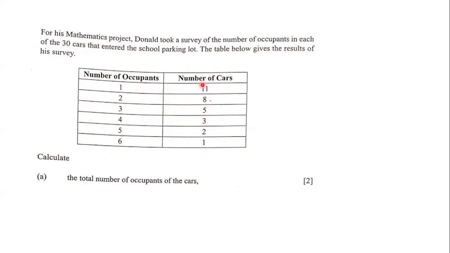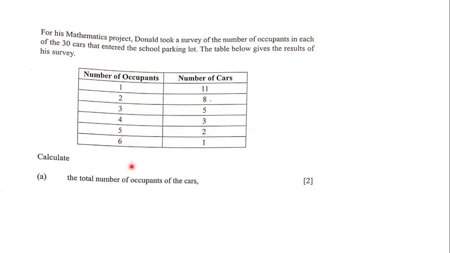So there were 11 cars in which there was only one occupant, or only one person. There were 8 cars in which there were only 2 persons inside the car. There were 5 cars in which there were 3 occupants. There were 3 cars that had 4 occupants. There were 2 cars that had 5 occupants, and there was 1 car that had 6 occupants in the car.